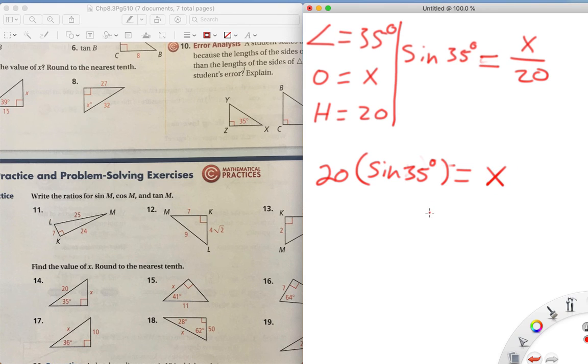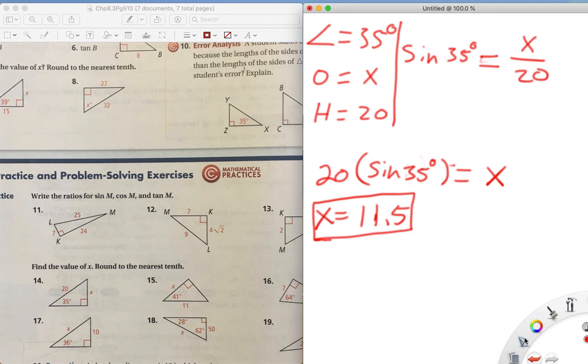Then you might want to grab your calculator. Make sure your calculator is set to degrees. And I get that x equals 11.5. And remember, the problem is asking you to round to the nearest tenth. So x is equal to 11.5. That's number 14.